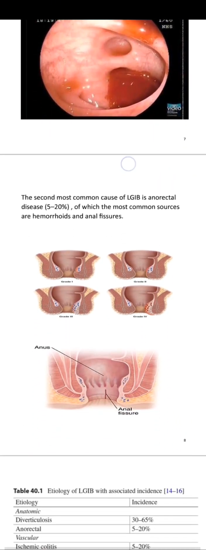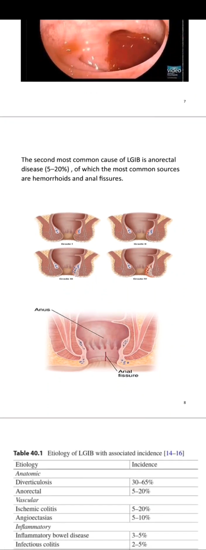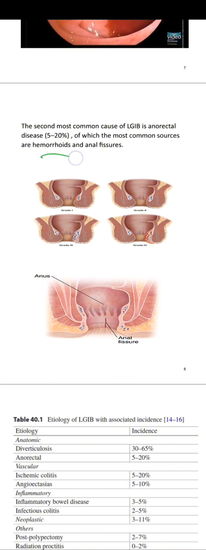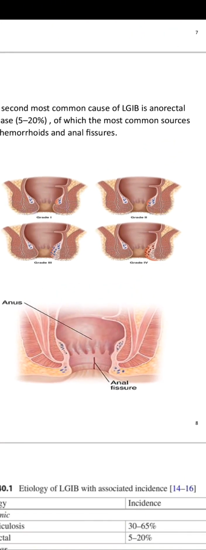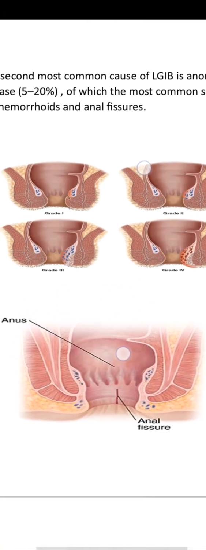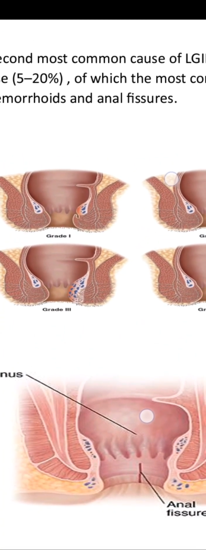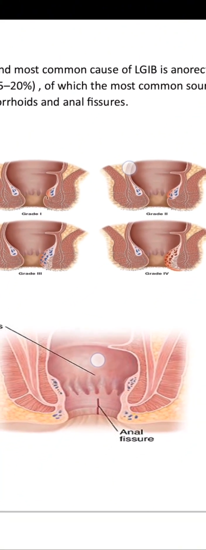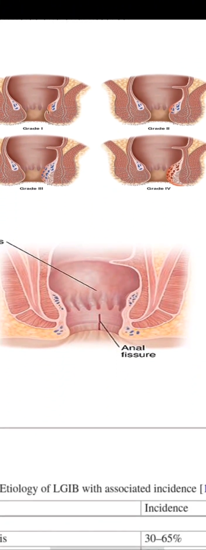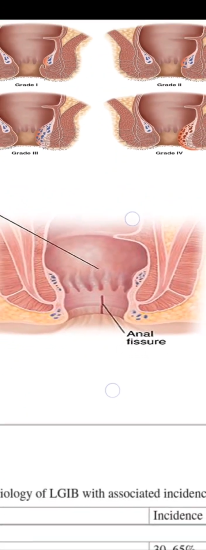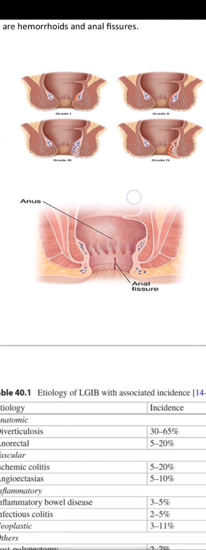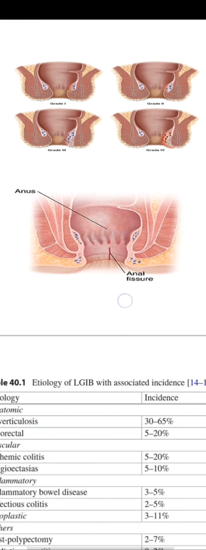Okay. The second most common cause, as I mentioned, is the anorectal diseases, which can present like hemorrhoids and fissure. These are the hemorrhoids. It's just a picture to develop our imagination. It's not the grade I want to say. I want you to remember this is how hemorrhoids, which can present with fresh red blood, or anal fissure, which can also present with pain and bleeding, look.